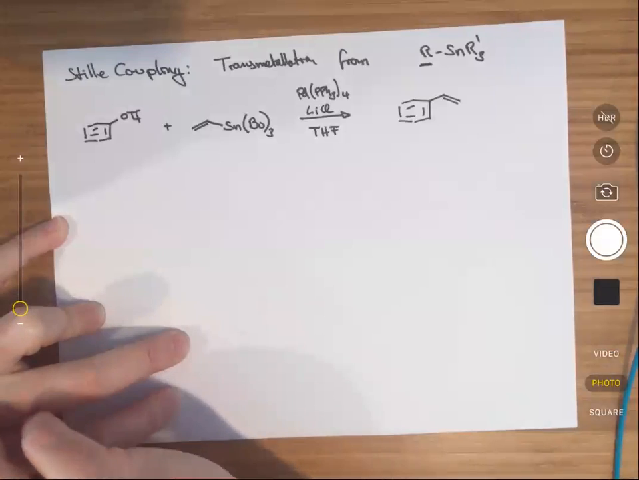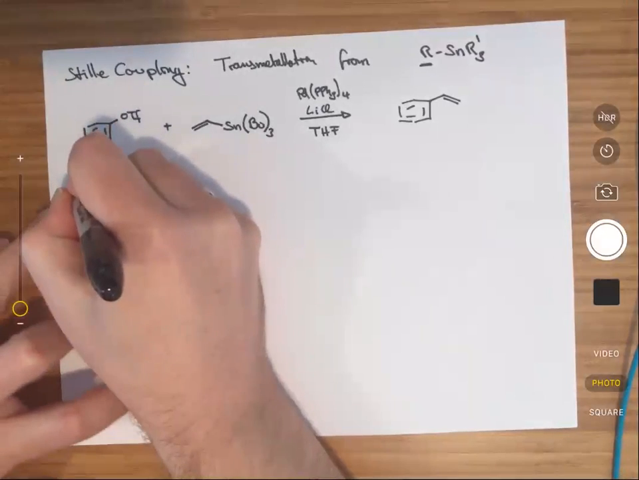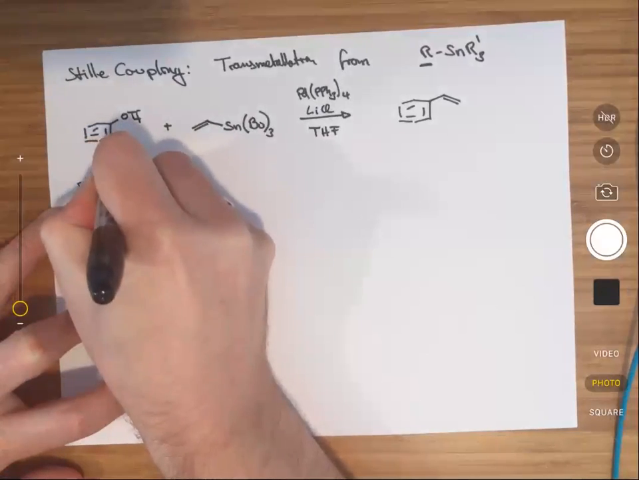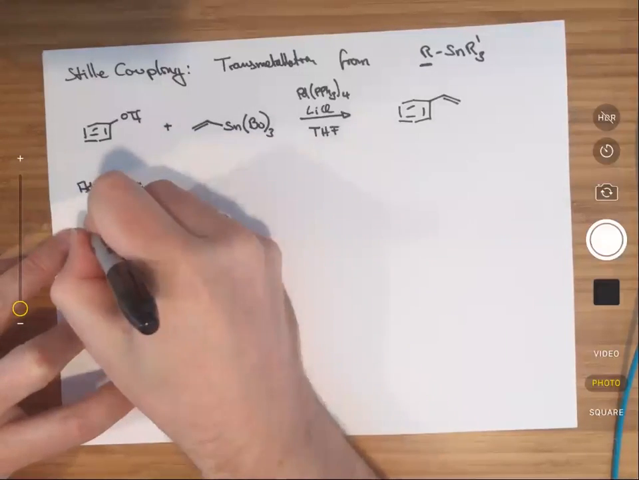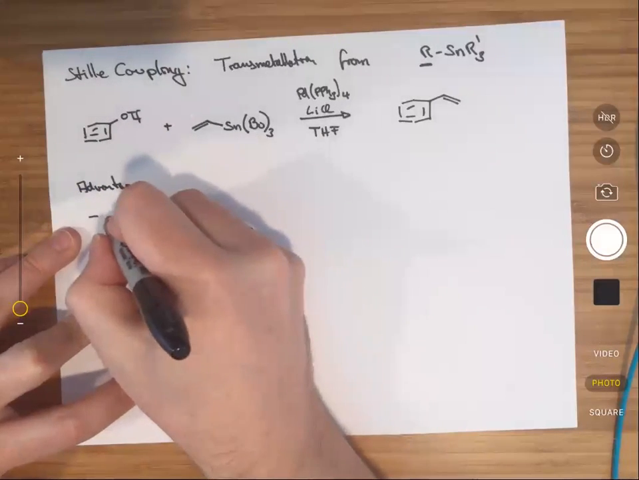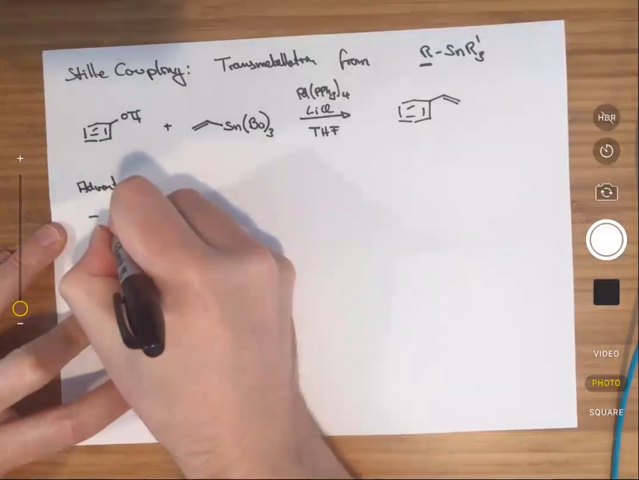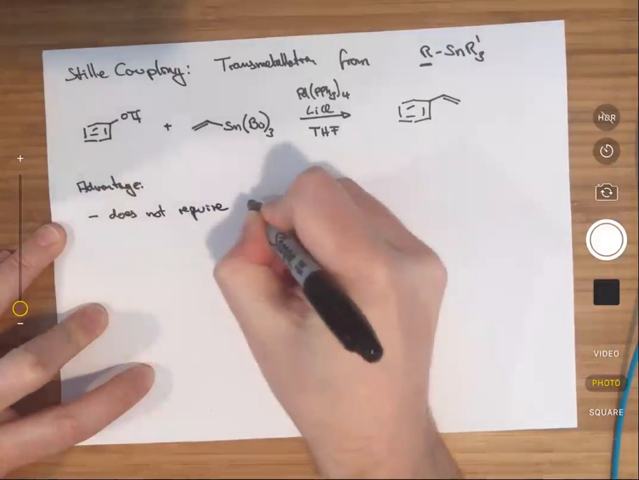Now, what are the advantages of using this Stille coupling? There are certainly some clear advantages over the Suzuki reaction. The first one is that it often does not require strong bases as part of the reaction mixture. So if you have functional groups that are unstable under basic conditions or could be hydrolyzed under basic conditions, Stille coupling gets around that. So it does not require strong bases.